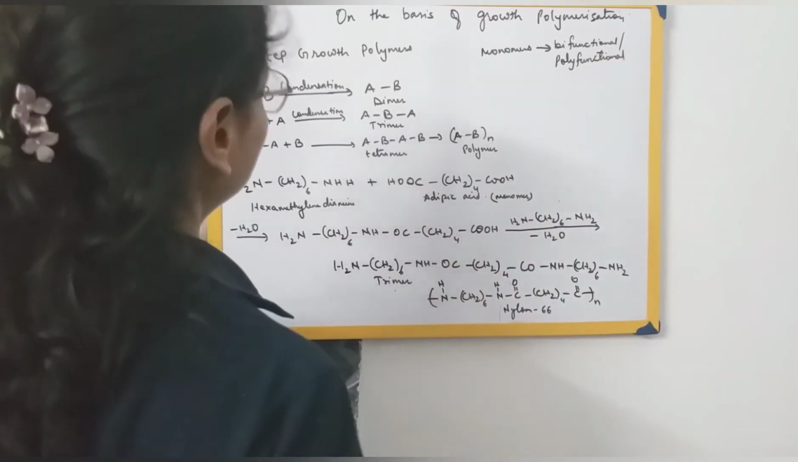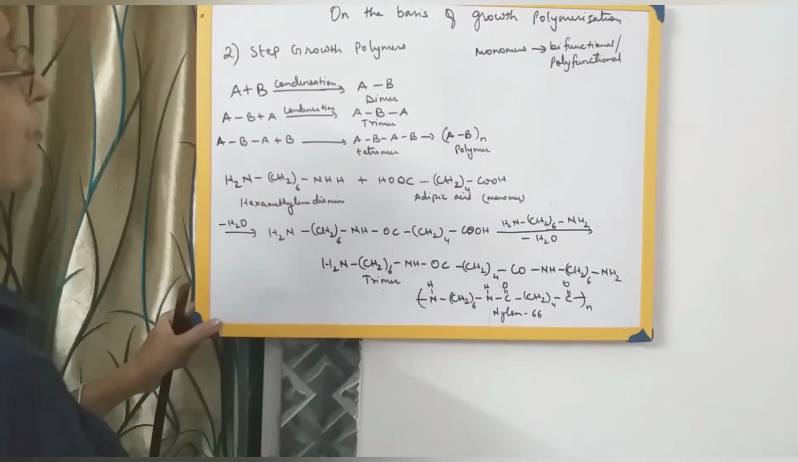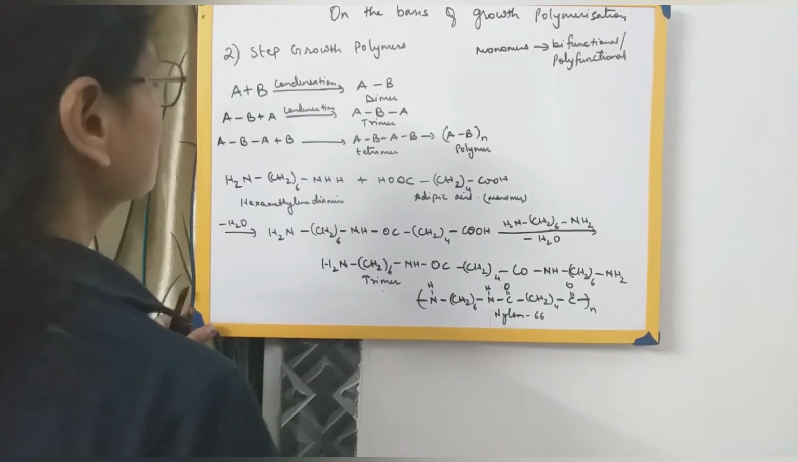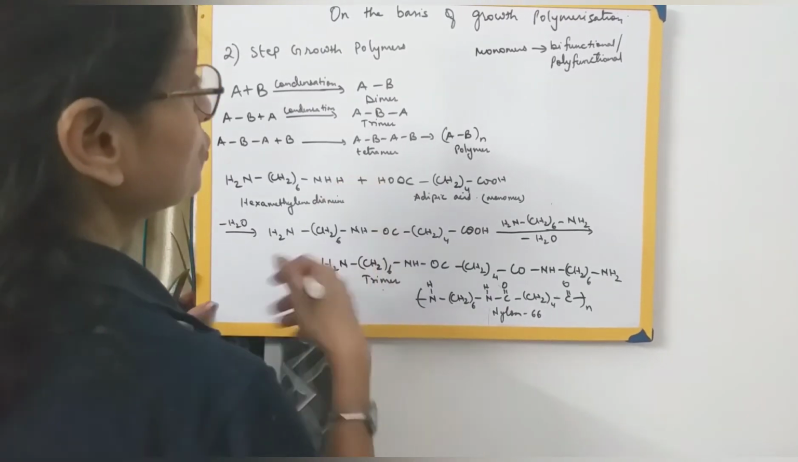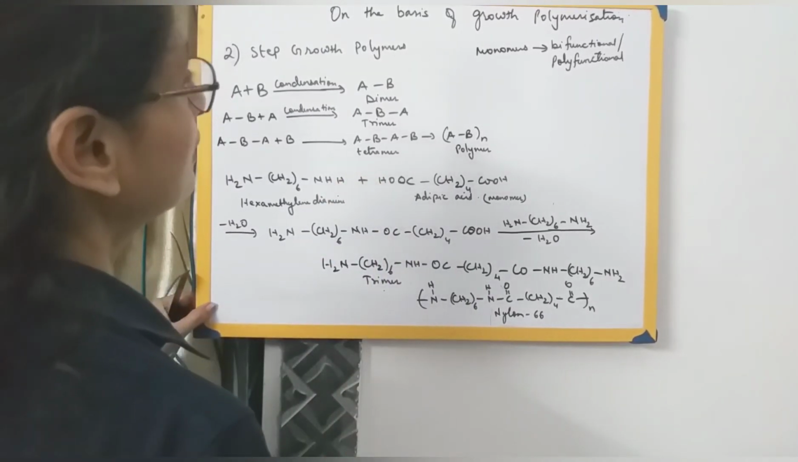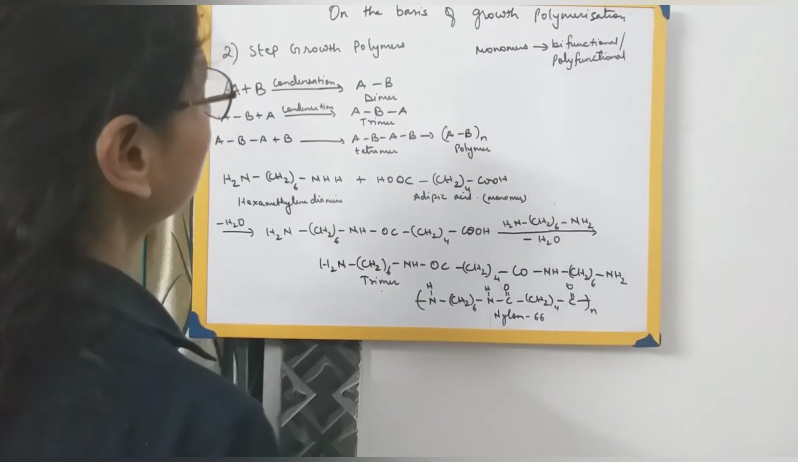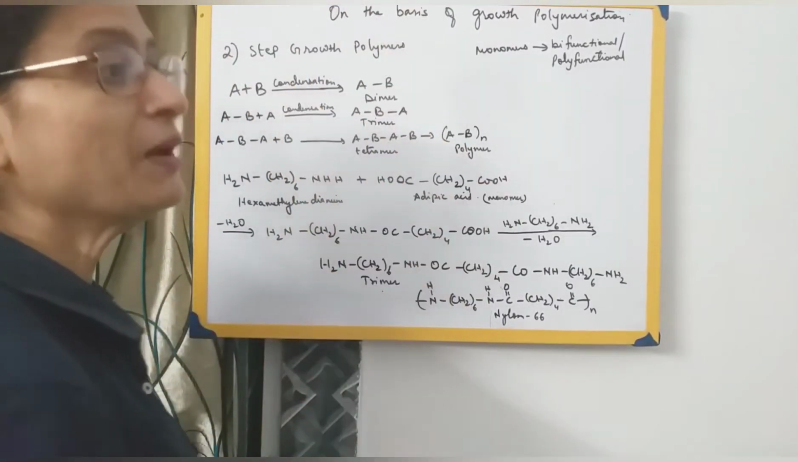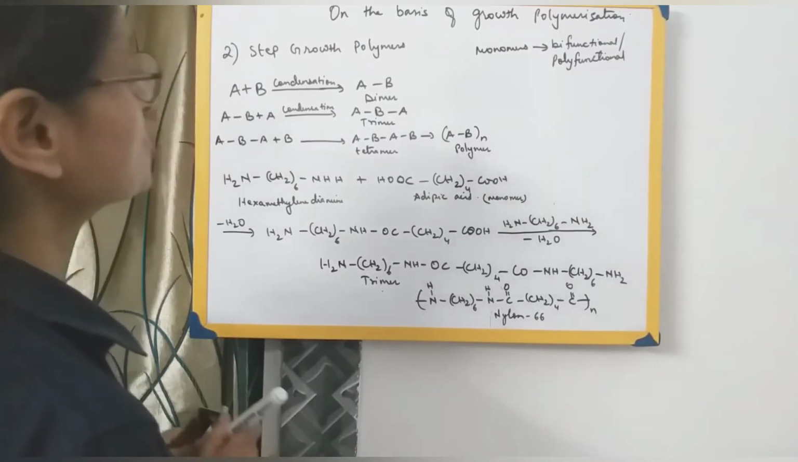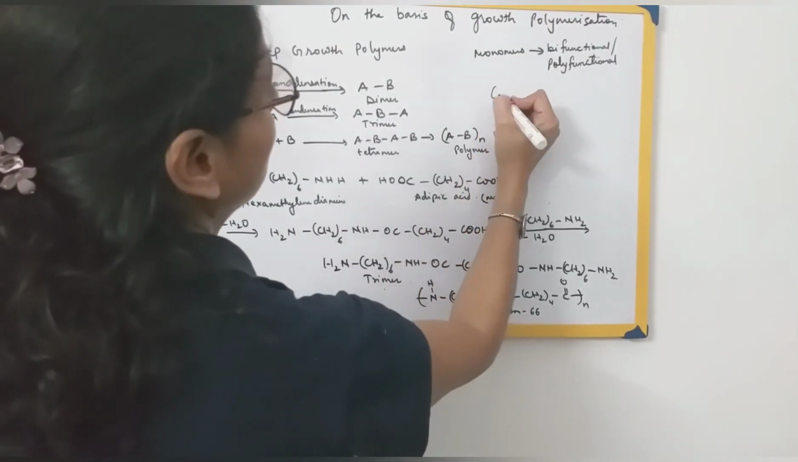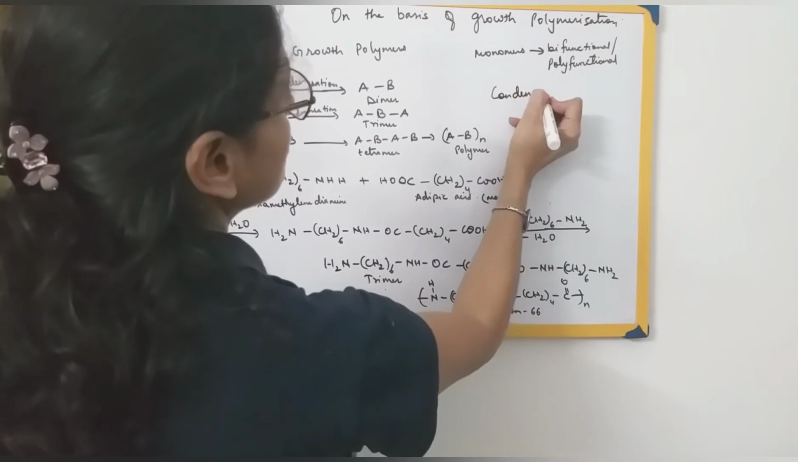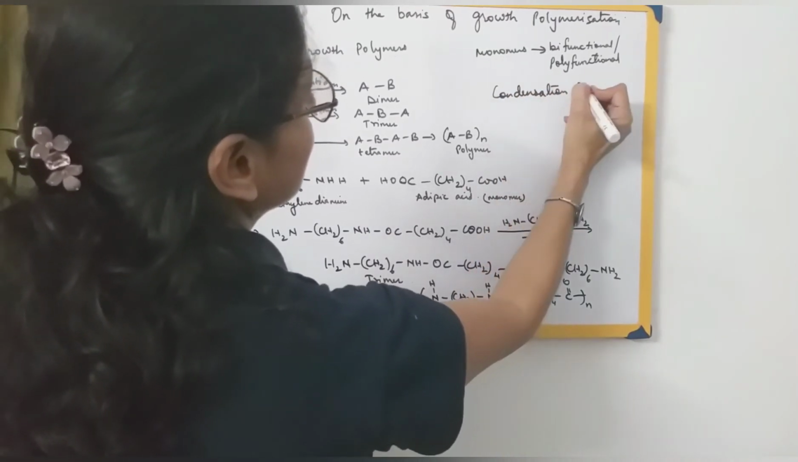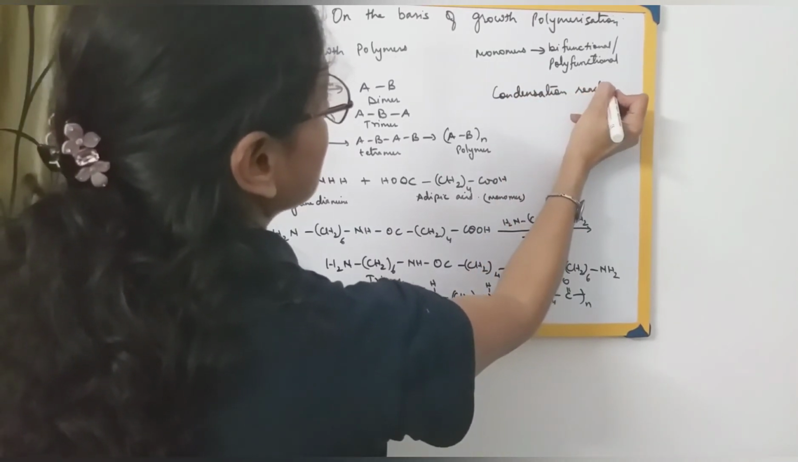That means having two functional groups involved over here, either two or more functional groups. So it may be bifunctional or polyfunctional monomers that are involved. In a stepwise manner, in each step, a condensation reaction takes place. So the main thing over here is a condensation reaction. Condensation reaction takes place in each step.